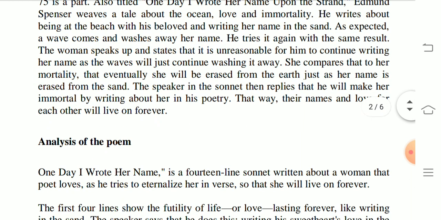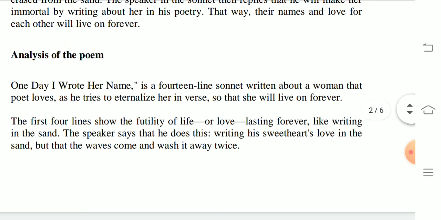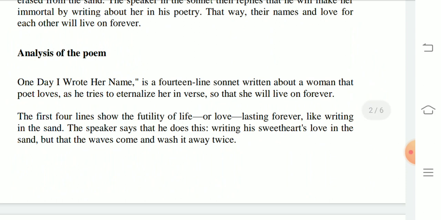Now we come to the analysis of the poem. One Day I Wrote Her Name is a 14-line sonnet. That is a Spenserian sonnet. What is a Spenserian sonnet? A sonnet with three interlocked quatrains and a couplet written in iambic pentameter. Written about a woman that the poet loves as he tries to eternalize. He tries to immortalize her in verse so that she will live on forever.